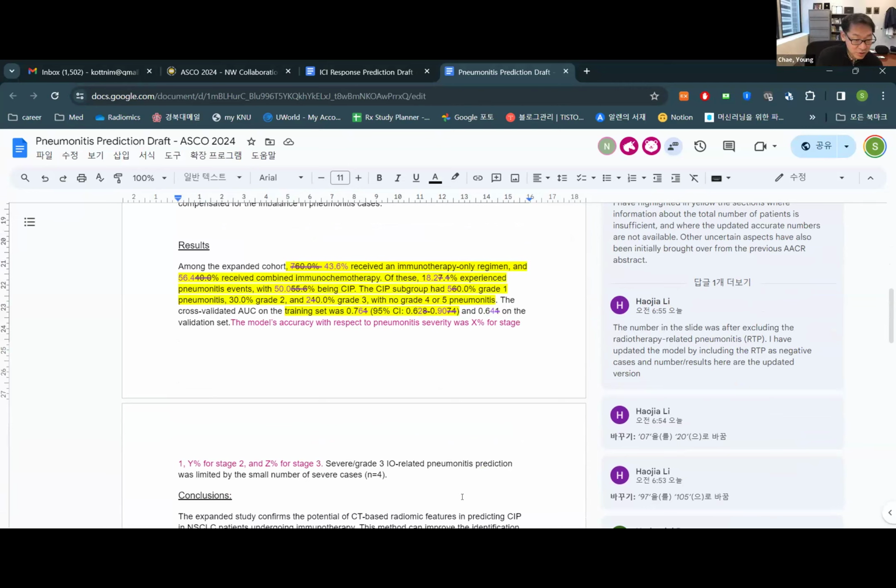18% pneumonitis, 50%. So among... I don't think you have. So that's interesting. 18% of all the toxicities were pneumonitis, but among them, 50% were immune related. Is that what it is? That's what I understood, but I can double check.